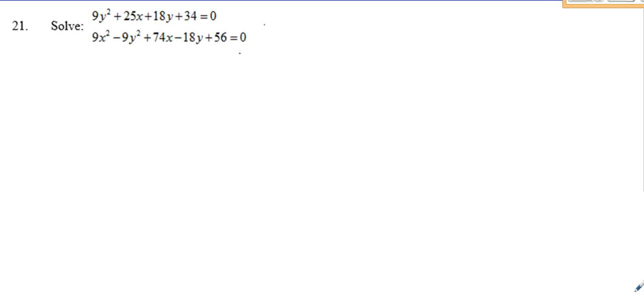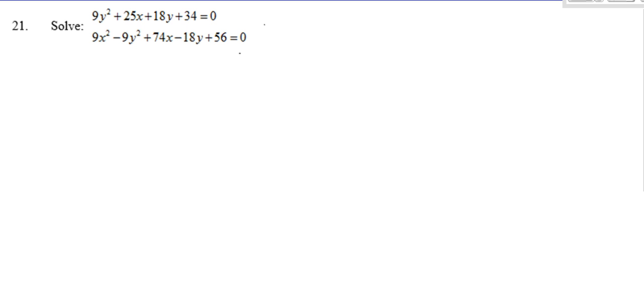So we have to solve this system of equations. Taking a look at just what these are, we've got 9y squared and no x squared. That means that's a parabola. We have 9x squared minus 9y squared. Since it's minus, that means it's a hyperbola.